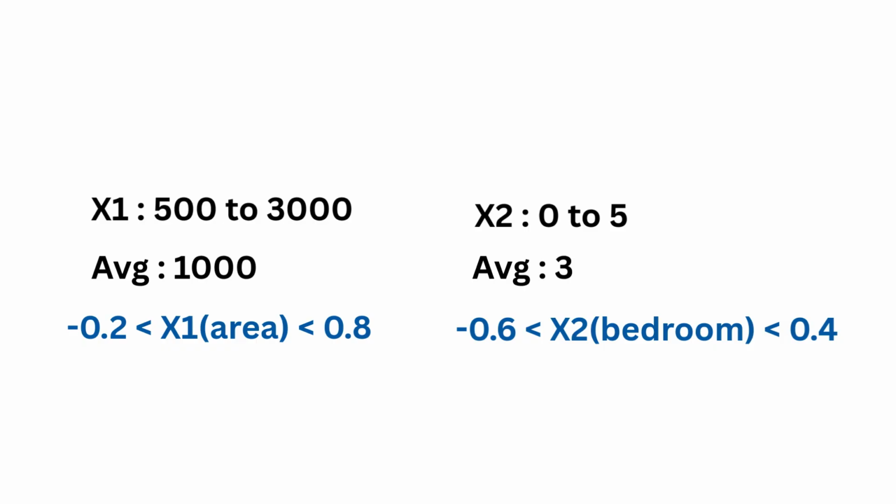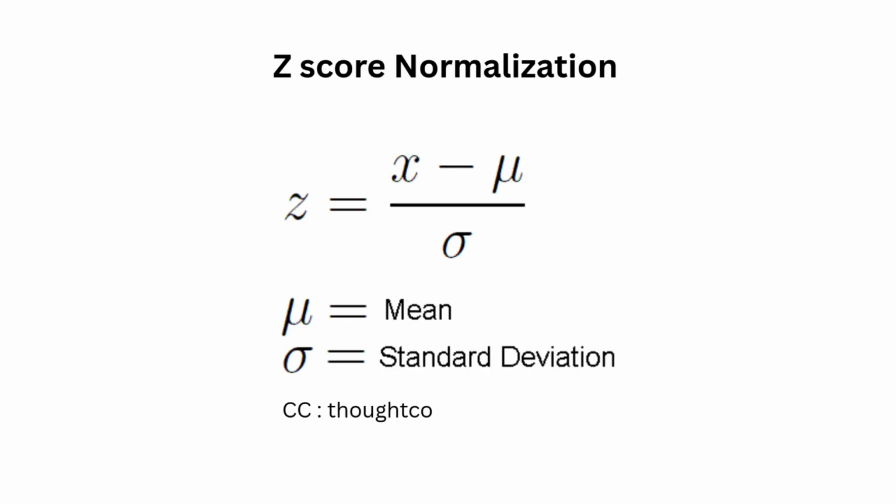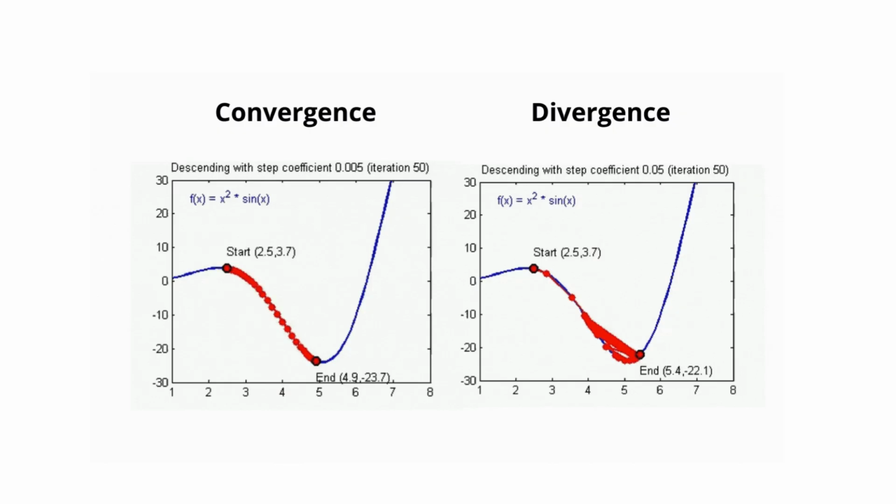Now all features are on similar scale. And the second method for normalization is z-score normalization. Here we use the formula as you see on the screen, where mu is the mean and sigma is the standard deviation. I won't go too deep into the math here, but both methods help us bring all the features into a common range, which makes gradient descent converge faster and more reliably.